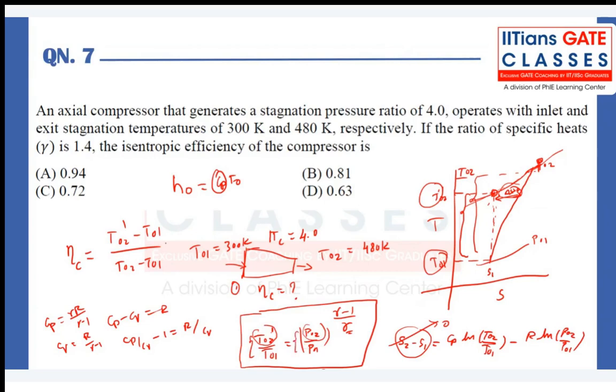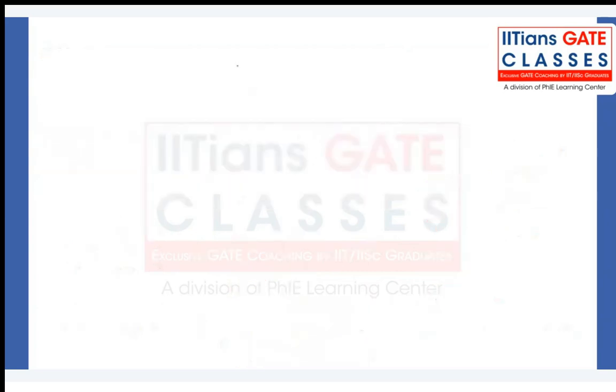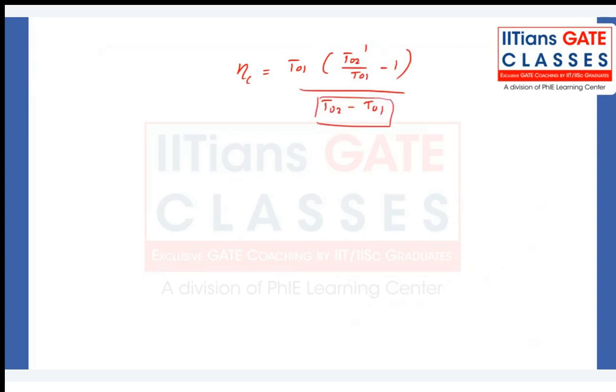So efficiency can now be written as, if I take T01 outside, it becomes T02 dash divided by T01 minus 1 divided by T02 minus T01. So this is the actual temperature change. This is an ideal change. Now both these points are falling on the constant entropy line, so I can easily write it to be P02 by P01 to the power of gamma minus 1 by gamma minus 1 whole divided by T02 minus T01.